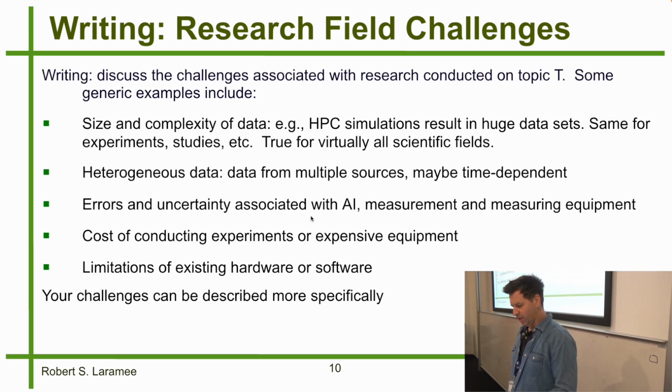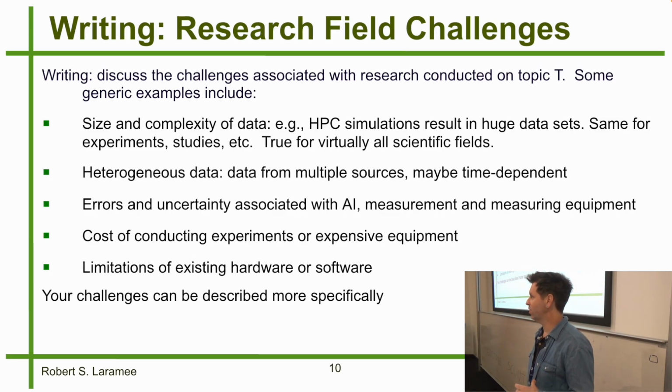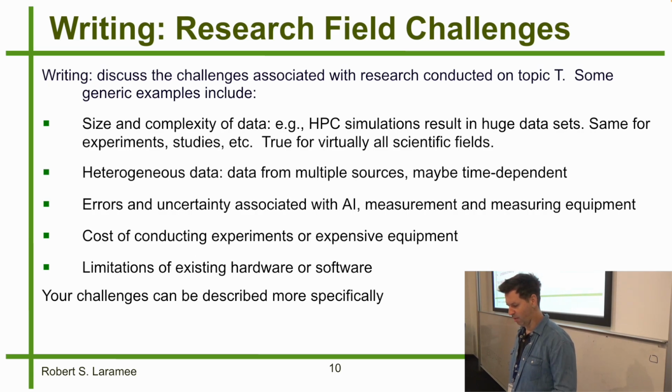Errors and uncertainty are a very common challenge associated with the scientific literature. All data sets have some sort of error and uncertainty, all of them. And trying to handle it or represent it in a constructive way is a very, very common challenge. The cost of conducting experiments or expensive equipment are also very common field challenges.